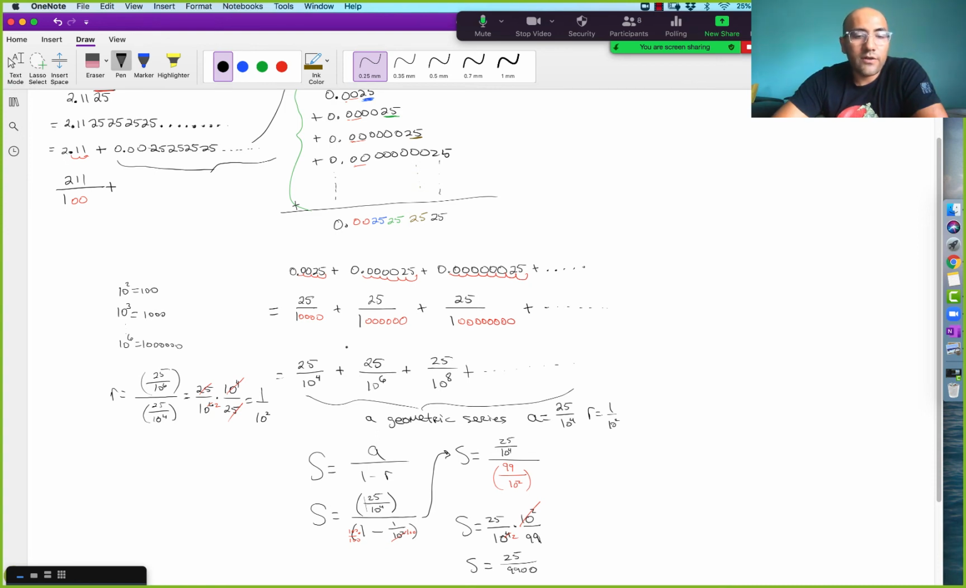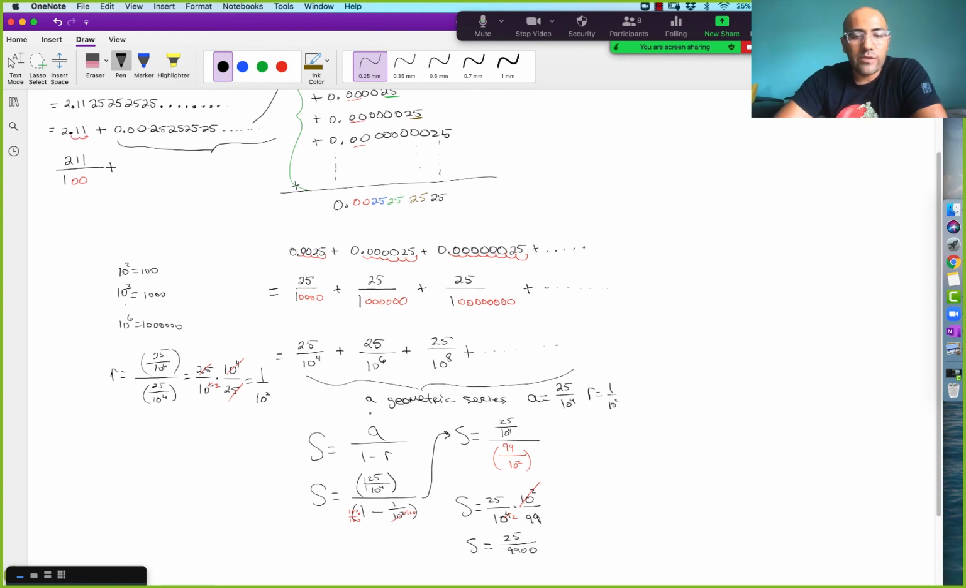1 over 100 times this equals this one. 1 over 100 times this equals this one, and so on and so forth. So it happens to be a geometric series, and we want to know the infinite sum of all of these fractions, and because it's a geometric series, then we know that it equals this formula, right?